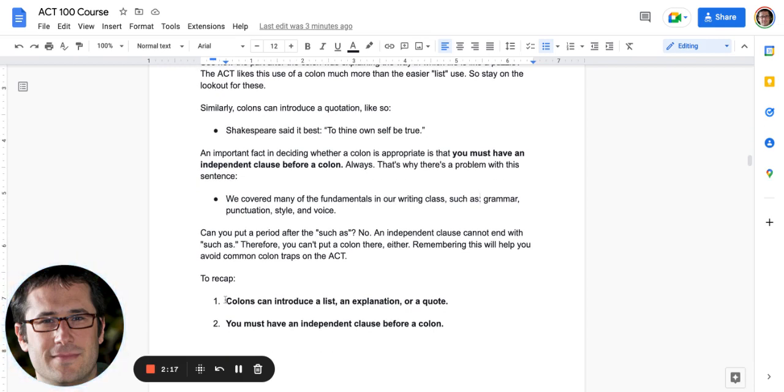So to recap, colons can introduce a list, an explanation, or a quote, and this is the one you're going to see on the ACT the most. And then you must have an independent clause before a colon, which gets rid of ending right before the colon with such as. Including is another one that is similar to such as that they also play that trick with. All right, practice some of those and you will be good to go on colons. Not too bad.